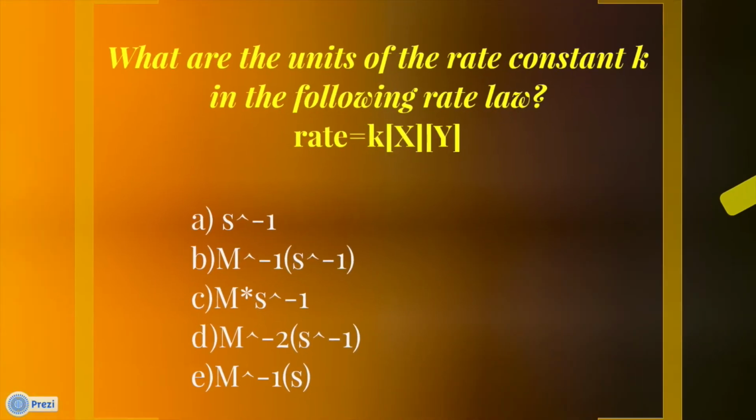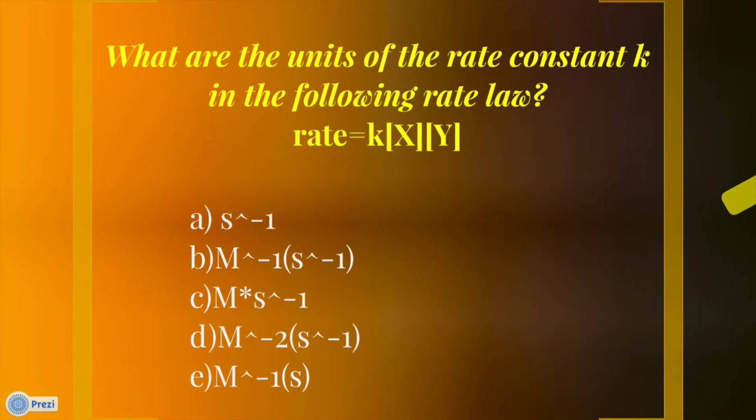What are the units of the rate constant K in the following rate law? Rate equals K times the concentration of X times the concentration of Y. So the unit we want to get is moles per liter over seconds. The unit we have with the concentrations is moles per liter squared, because it is second order overall. So we need to get rid of the 1 mole per liter and add on a 1 over seconds. So our answer is B.